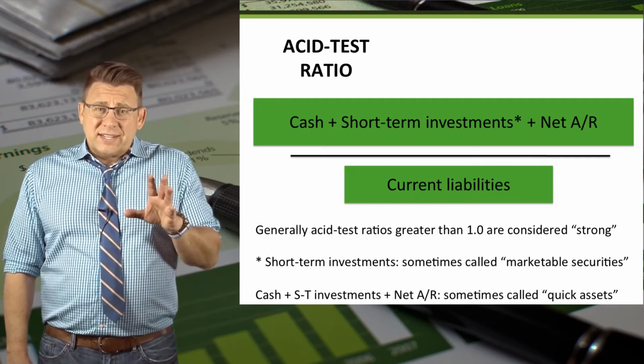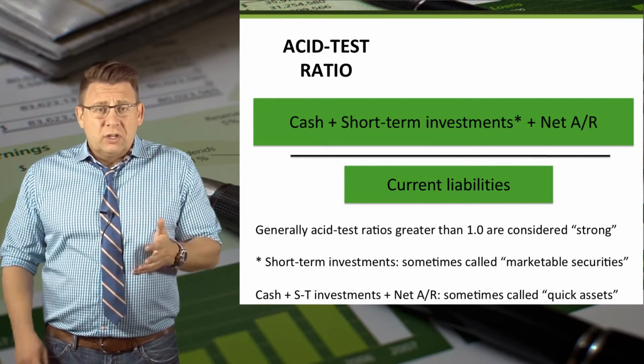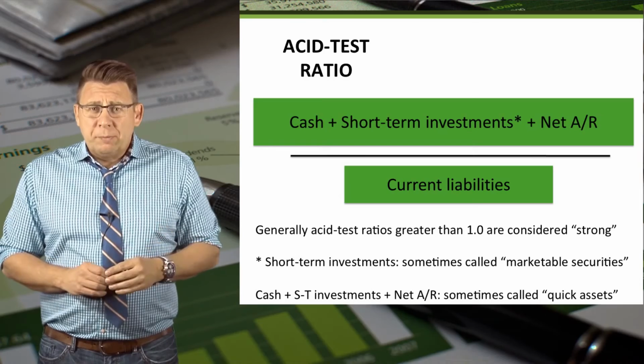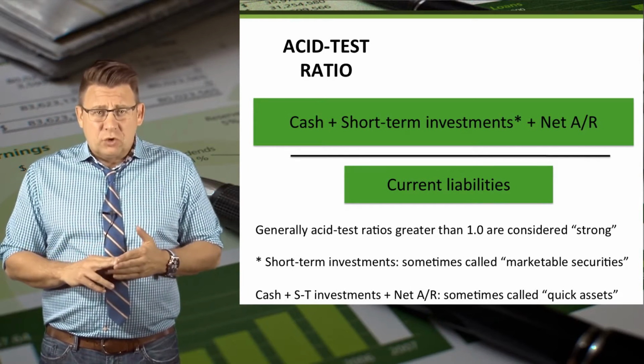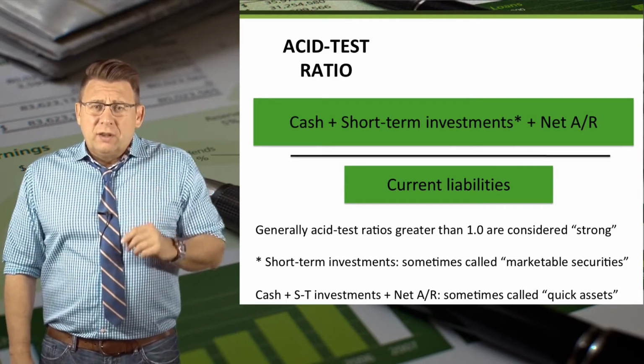Notice that the current assets that don't turn to cash, like supplies and other prepaid expenses, or might slowly turn to cash, like inventory, are excluded from the numerator.